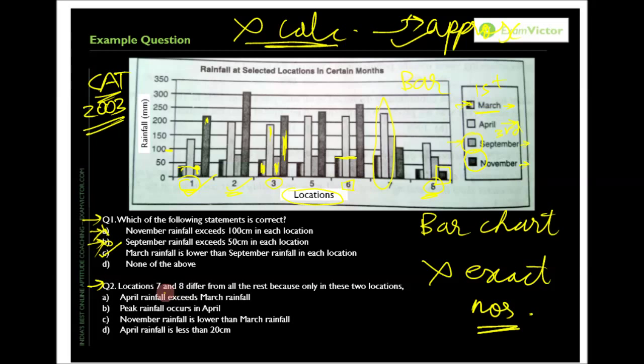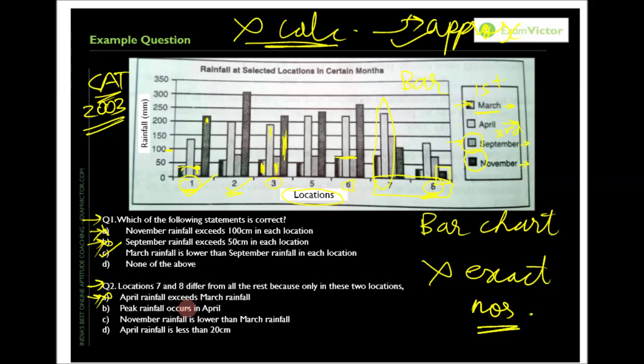So locations 7 and 8 differ from all the rest because only in these 2 locations, and then you have to figure out what is that. So location 7, 8. First option is April rainfall exceeds March rainfall. Honestly, April is the second bar, March is the first bar. That is the case in all the cities. So this cannot be the answer.